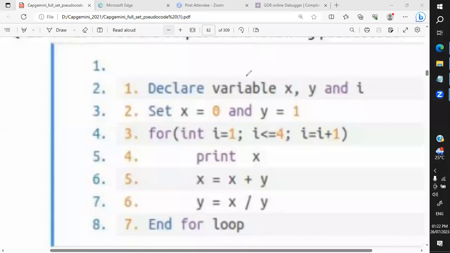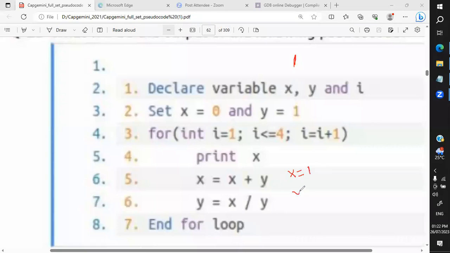If anyone didn't get it, look at the screen and listen: x equal to 0, y equals to 1. Initially, i equals to 1. When i equals to 1, 1 is less than or equal to 4, so it prints the x value, which is nothing but 1. The first output we got is 1. After that, x equal to x plus y. What is y value? 0 plus 1, right? 0 plus 1 means 1. So x value will become 1.